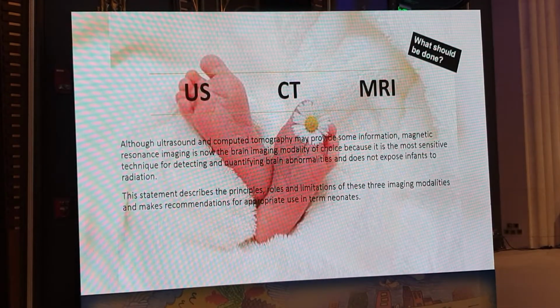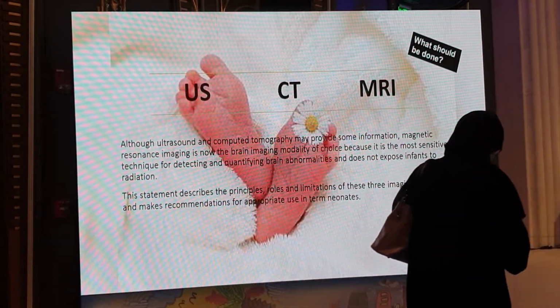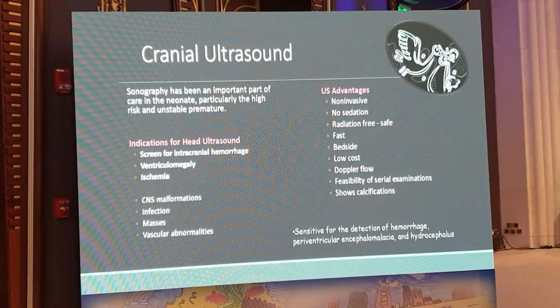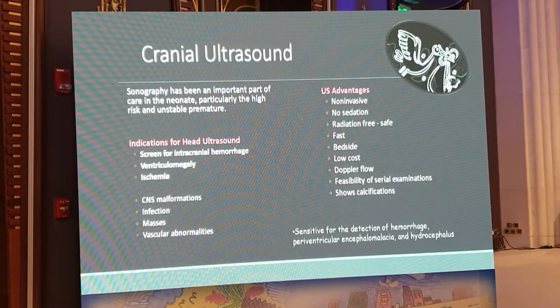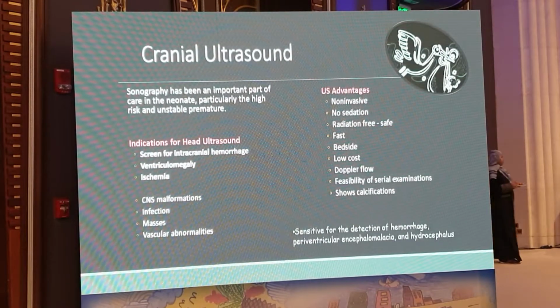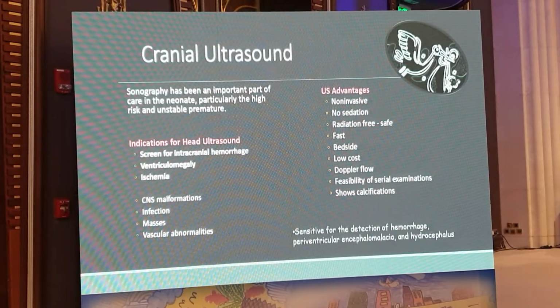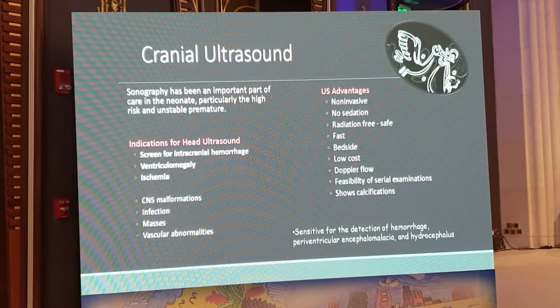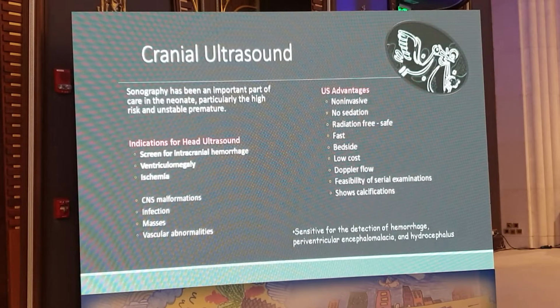What type of neuroimaging will we use? We'll talk about ultrasound, MRI, and definitely the CT scan. Cranial ultrasound or sonography is an important part of care in the neonate, particularly in high-risk and unstable premature infants. The most common indications are to detect intracranial hemorrhage, ventriculomegaly, ischemia, and the form of periventricular leukomalacia mainly. Other disorders can be detected by ultrasound, however, usually not with specific findings.